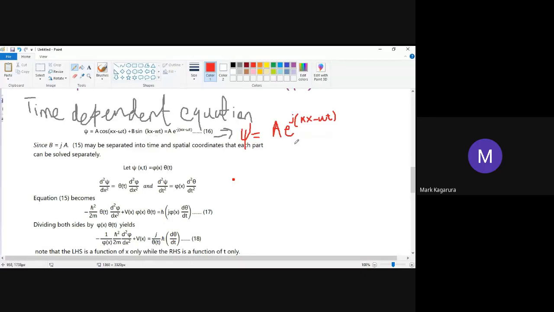Now psi is a function of x and t, and we can solve these separately because the x variable and the t variable are what you call orthogonal. So in terms of these exponents, it's the same as a exponent jkx, then times e negative j omega t.